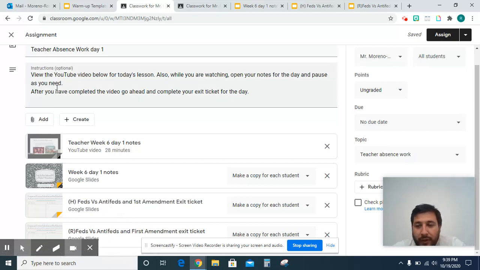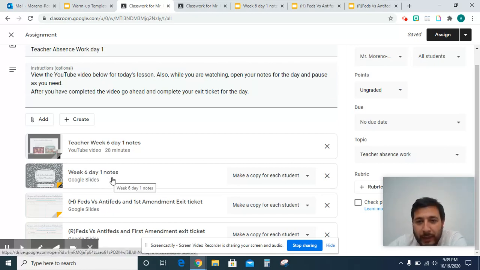These are the instructions. View your YouTube video. It's gonna be a little long, but you can pause it whenever you need. While you're watching, remember there are always red squares that you have to fill in. There's vocabulary in there that I'm gonna go over right now, but if you have time, you can do that as well. So your exit ticket and your vocabulary. After you've completed the video, you can go ahead and do your exit ticket for the day.